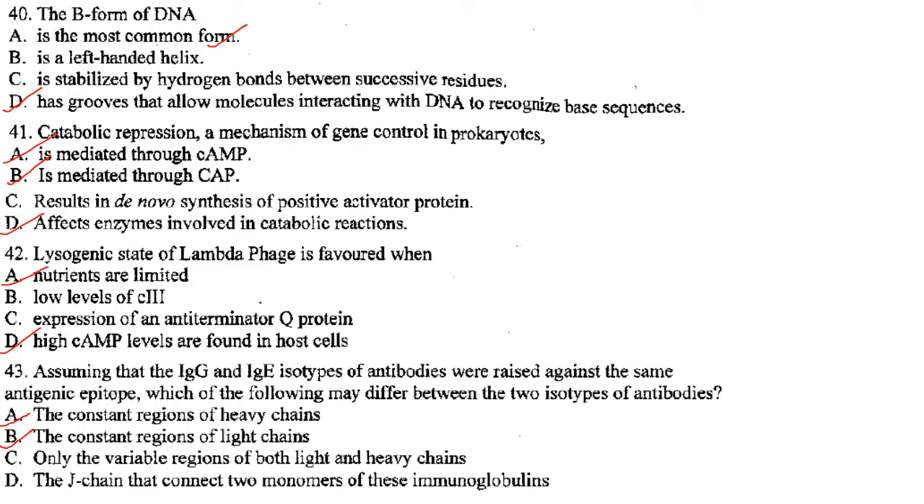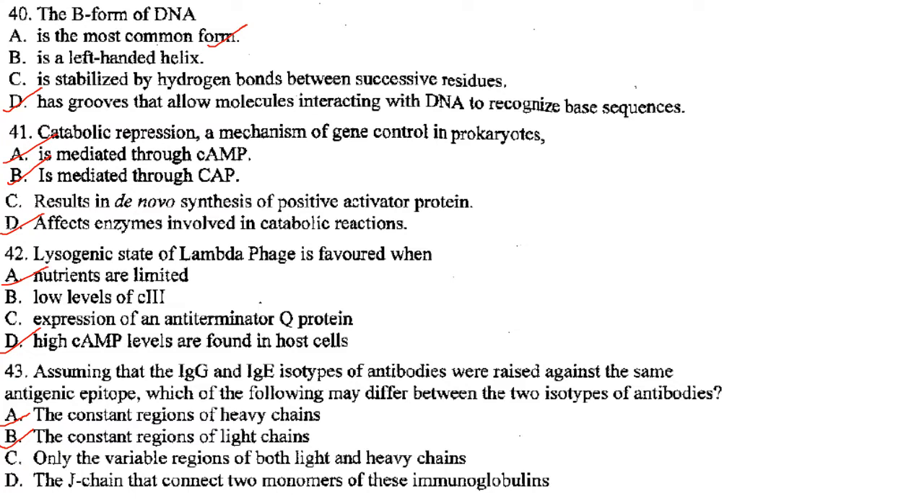Then the B form of DNA, so it is the most common form, yes. It is left-handed, no, it is right-handed. Is stabilized by hydrogen bond between successive residues, not between successive residues, but between the two strands. Okay, has groups that allow molecules interacting with DNA to recognize base sequences, yes. So A and D are correct.